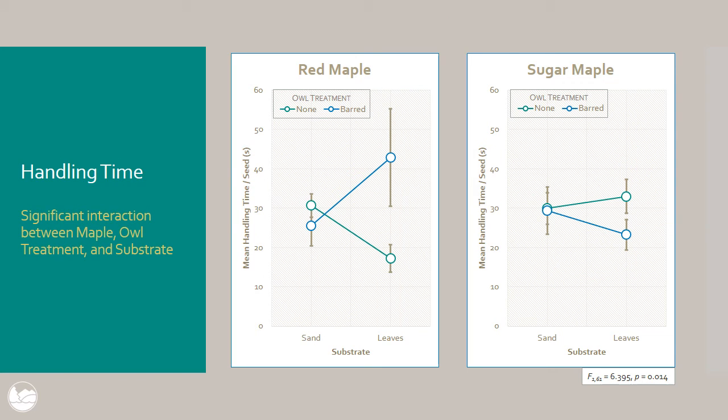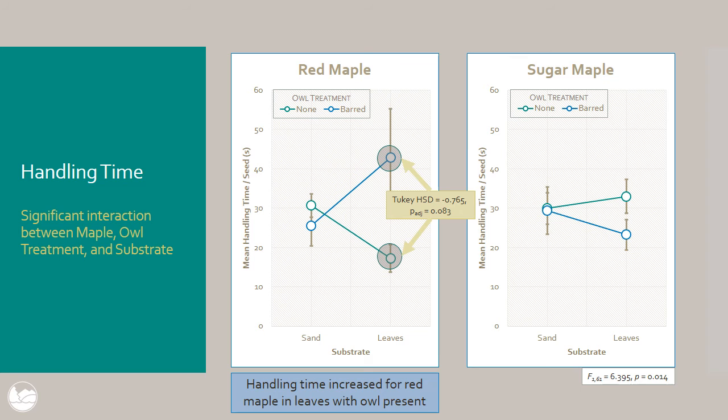Handling time was a lot more complicated. There was a significant three-way interaction between maple seeds, owl treatment, and substrate. So if you break it down, handling time increased in the red maple in leaves with the owl present. So in the presence of both predator cues, the response by the mice for red maple was to increase their handling time.